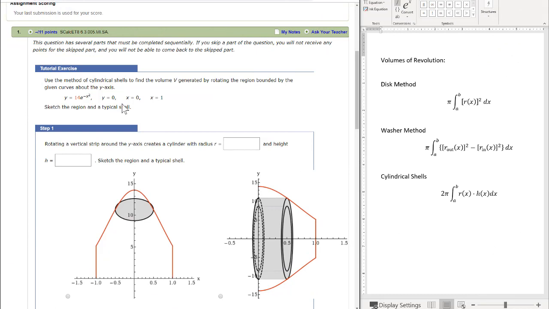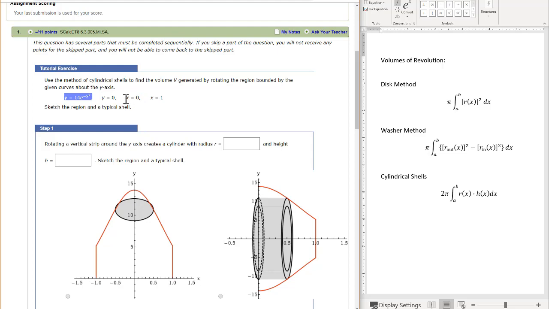Let's do this problem from your lab assignment, section 6.3, problem number 1. Use the method of cylindrical shells to find the volume generated by rotating the region bounded by the given curves about the y-axis. So we have the curve y equals 14e to the negative x squared, y equals 0, x equals 0, x equals 1.